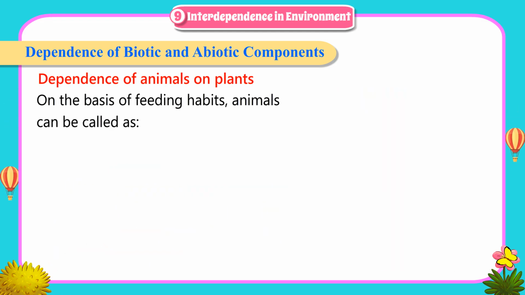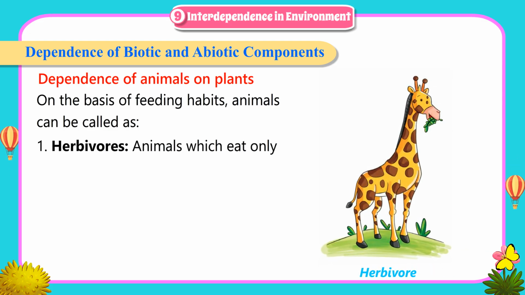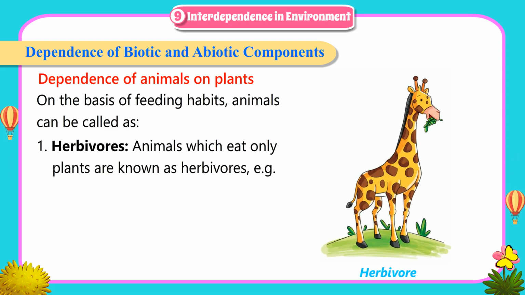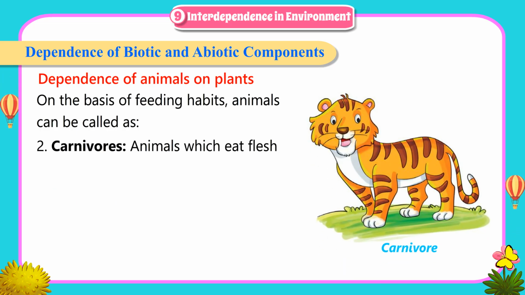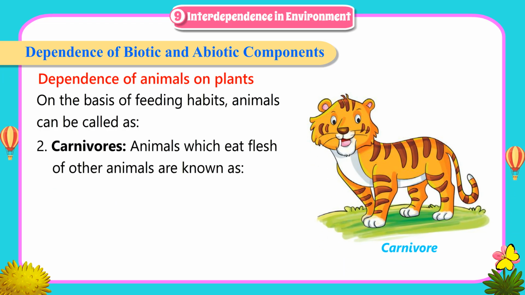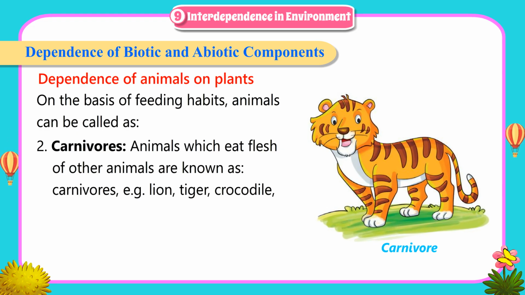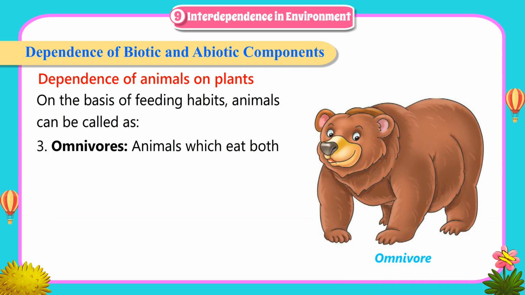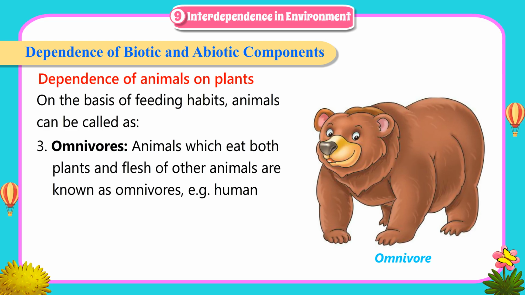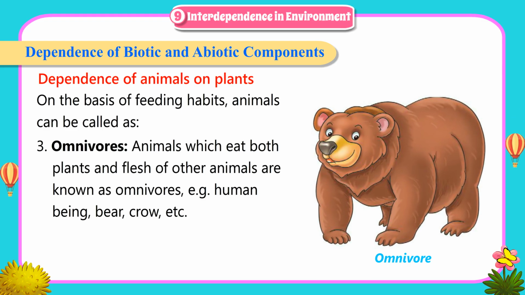On the basis of feeding habits, animals can be called as: 1. Herbivores. Animals which eat only plants are known as herbivores, e.g. deer, giraffe, zebra, elephant, etc. 2. Carnivores. Animals which eat flesh of other animals are known as carnivores, e.g. lion, tiger, crocodile, cheetah, etc. 3. Omnivores. Animals which eat both plants and flesh of other animals are known as omnivores, e.g. human being, bear, crow, etc.